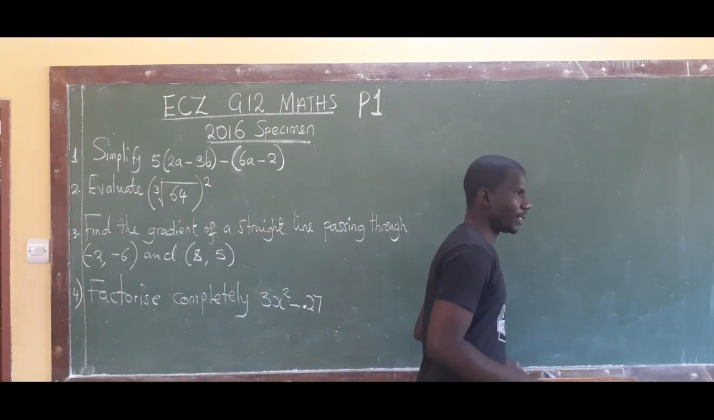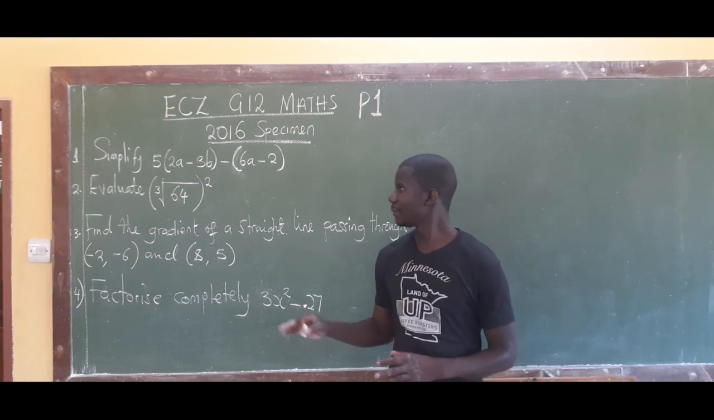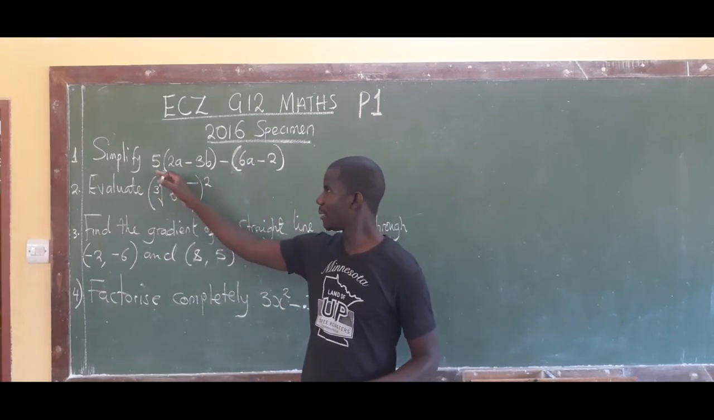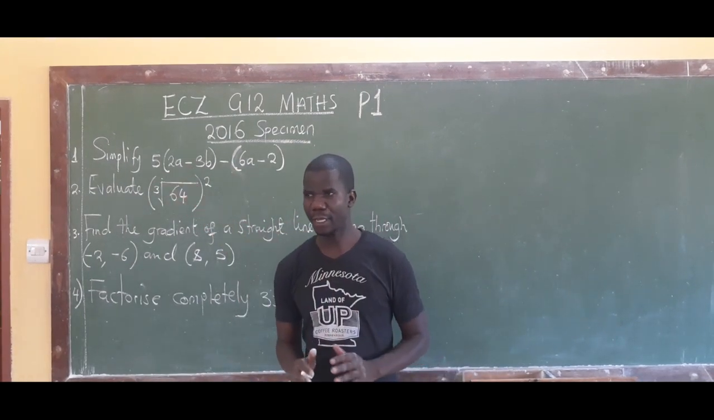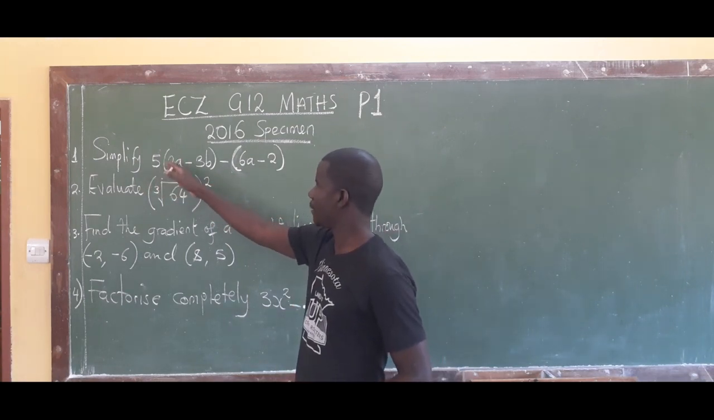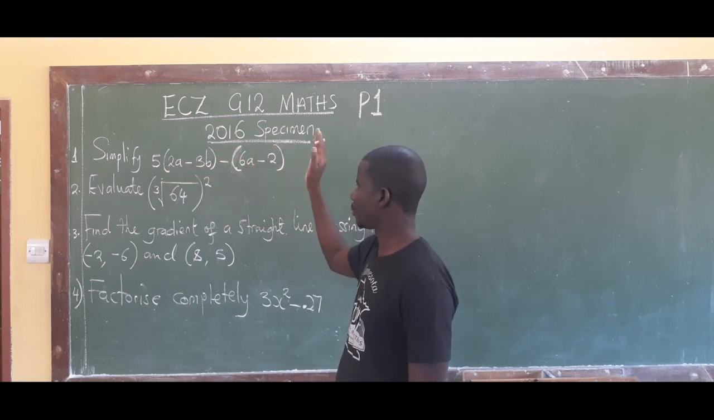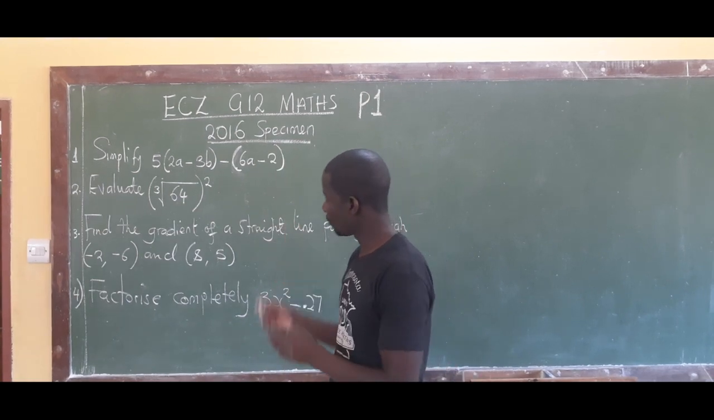So let's start with the first question. This question came from algebra and we are required to simplify. Simplify 5 open brackets 2a minus 3b close brackets, minus 6a minus 2. So how do we simplify this one?